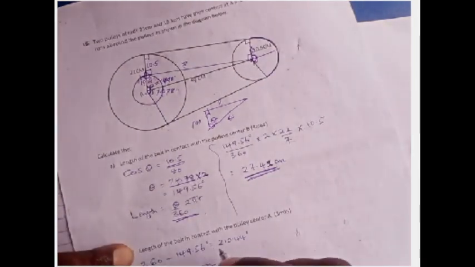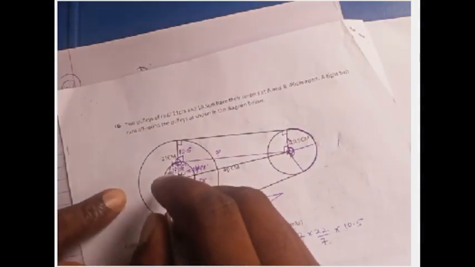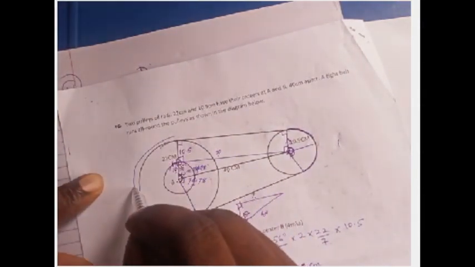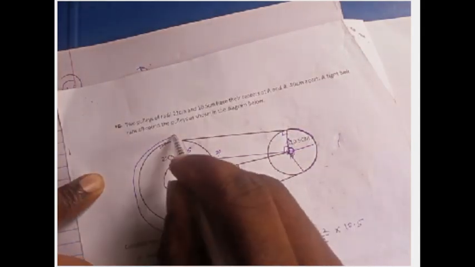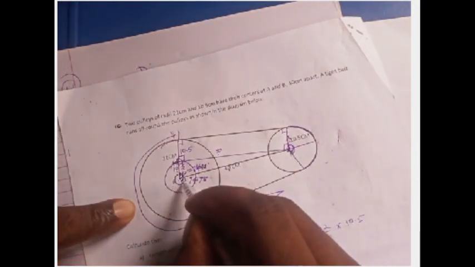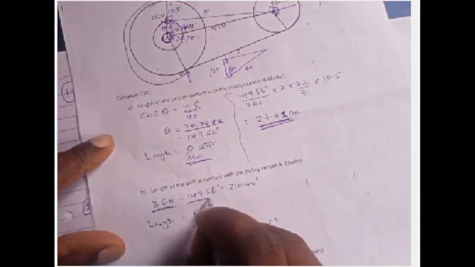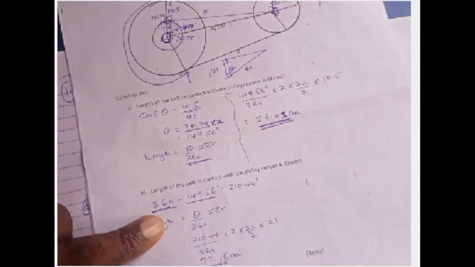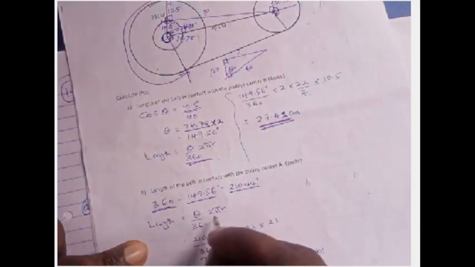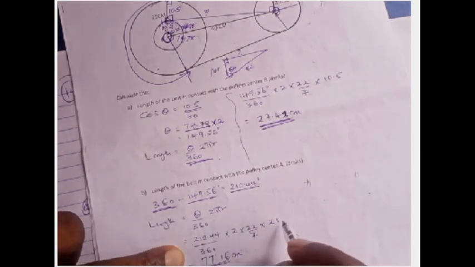Then we have the length of belt in contact with the pulley center A. In center A, it is this length that we are finding from here all the way to this one. So it is still the length of an arc, but this time round the angle is the reflex angle. So to get that angle is 360 minus 149.56, which gives us 210.44. Length of an arc will be equal to theta over 360 times 2 pi r, 210, and we work out with a radius of 21. We get 77.16.